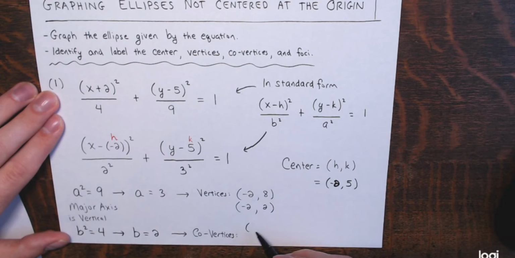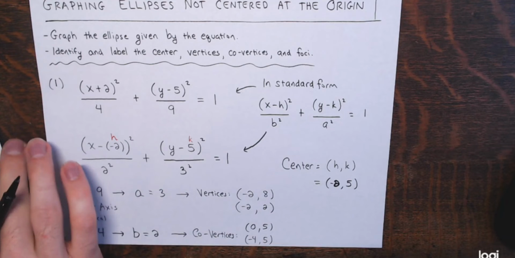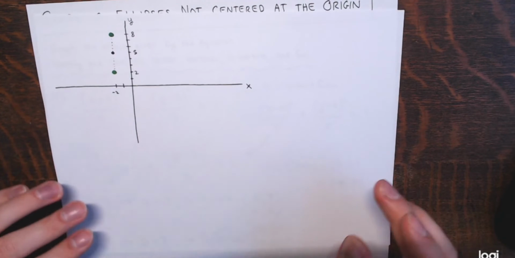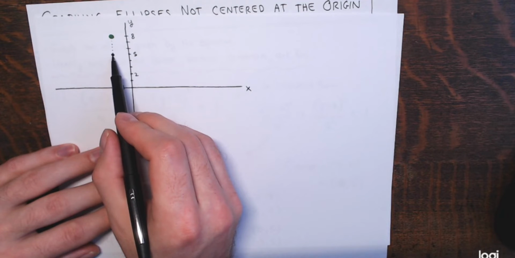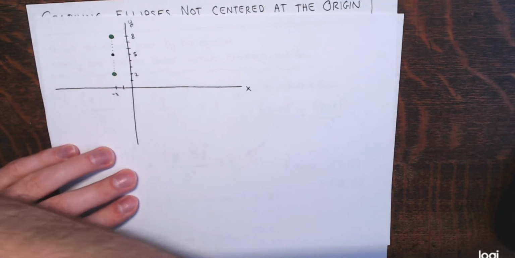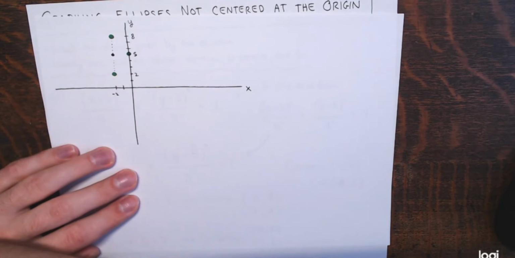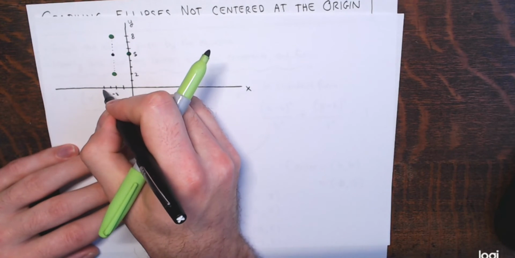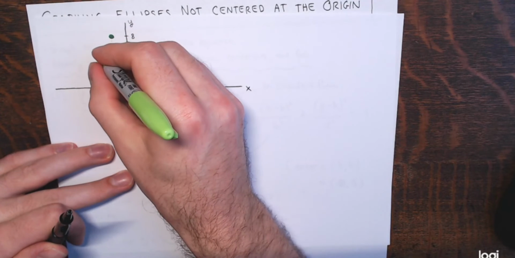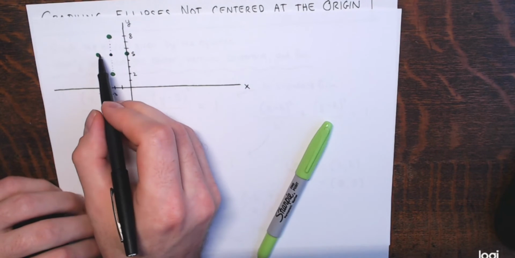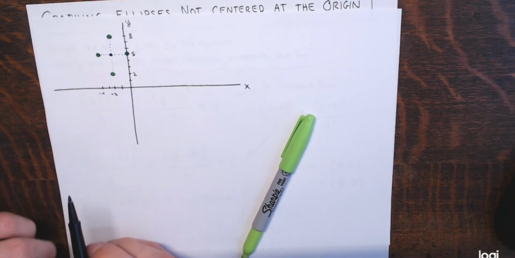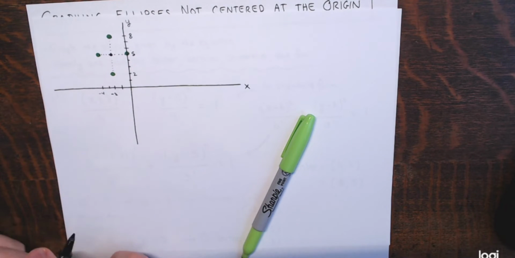So negative 2 plus 2 would be 0. So 0, 5 would be a co-vertex. And negative 2 minus 2 is negative 4. So negative 4, 5 is another co-vertex. These are actually solutions. Right, and on the graph, I go from the center, go right 2 units. Here's 0, 5. And then I go left 2 units to negative 4, 5. And there are the two co-vertices. Here's the minor axis straight across there. Should be perpendicular to the major axis.